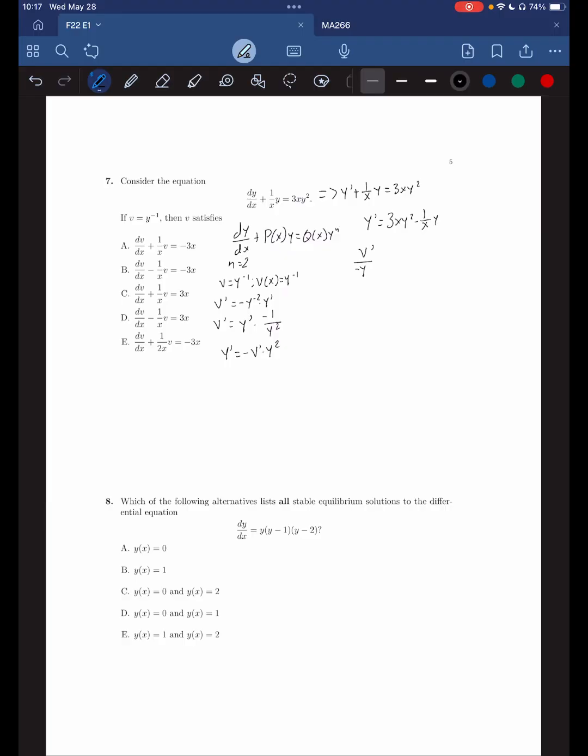Yes. So now you have the minus v prime y squared equals 3xy squared minus 1 over xy. That's what you have right now. That being said, now we just kind of do some algebra, to be honest. So you have minus v prime equals, I just put the negative over.